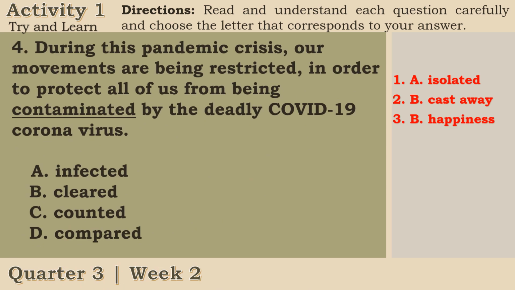Number 4. During this pandemic crisis, our movements are being restricted in order to protect all of us from being contaminated by the deadly COVID-19 coronavirus. What do you mean by the underlined word contaminated? Letter A. Infected. B. Cleared. C. Counted. D. Compared. What's the answer? Letter A. Infected.